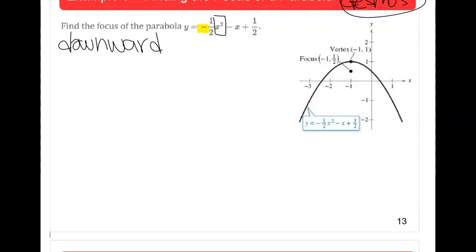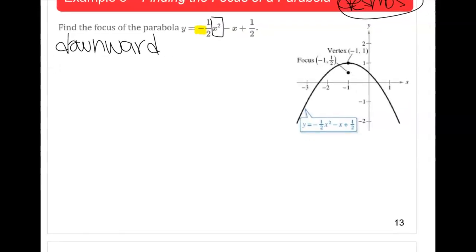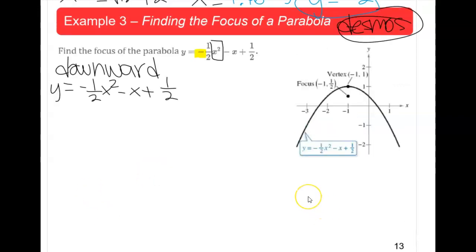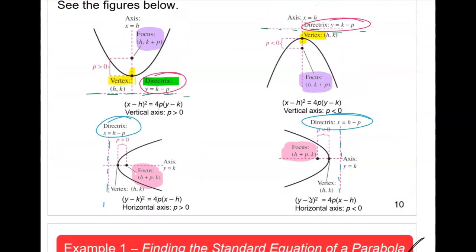So the first thing we're going to do is just rewrite the equation so that we could work on that here. So y is equal to negative 1/2 of x squared minus x plus 1/2. Now, what we want to get to is the equation. I'm going to go back to the slide with all of our formulas.